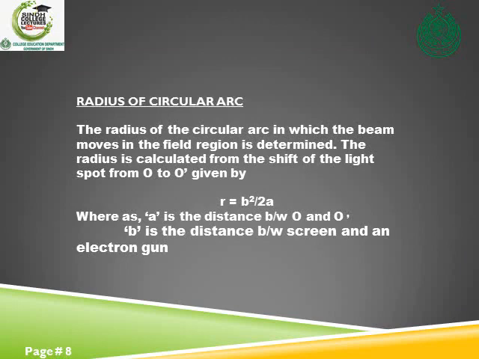Radius of circular arc. The radius of the circular arc in which the beam moves in the field region is determined. The radius is calculated from the shift of the light spot from O to O dash, as you have seen in the diagram, which is given by r equals b squared upon 2a, where a is the distance between O and O dash, which is the relative shift of the electron, and b is the distance between the screen and the electron gun.